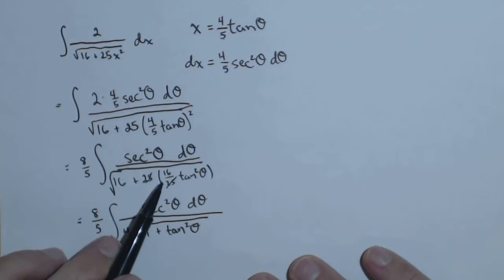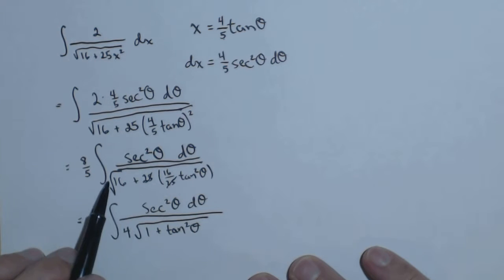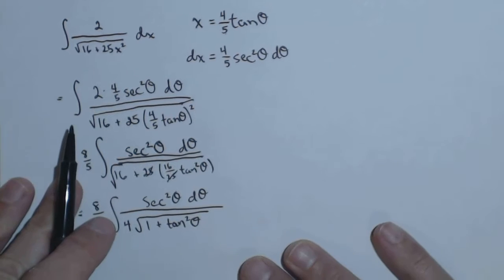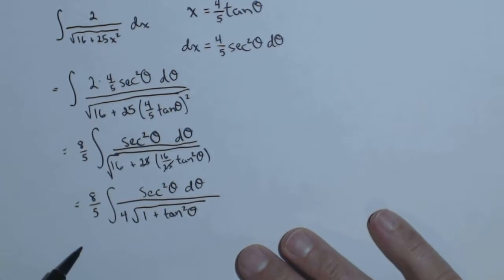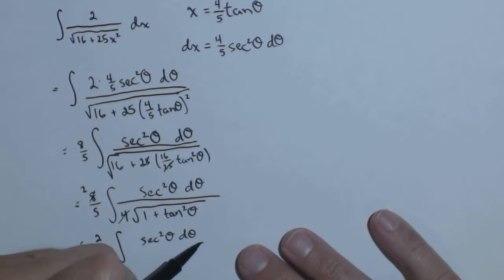The reason we can do that, again, we're factoring out a 16, and then because it's a product, we can pull the 16 out of the radical. Square root of 16 is 4. That's going to contribute to my constant out front. So that's going to give me 8 over 20, which reduces down to, because we can just cancel here, a 2/5 out front. We have a secant squared theta on top, d theta.